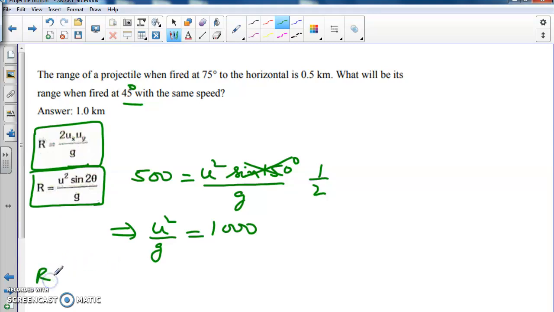R is equal to u square upon g is 1000 times sine 2 theta, and sine 2 theta is sine of 90 degrees. Sine 90 degrees is 1, so we get R is equal to 1000 meters or 1 kilometer.